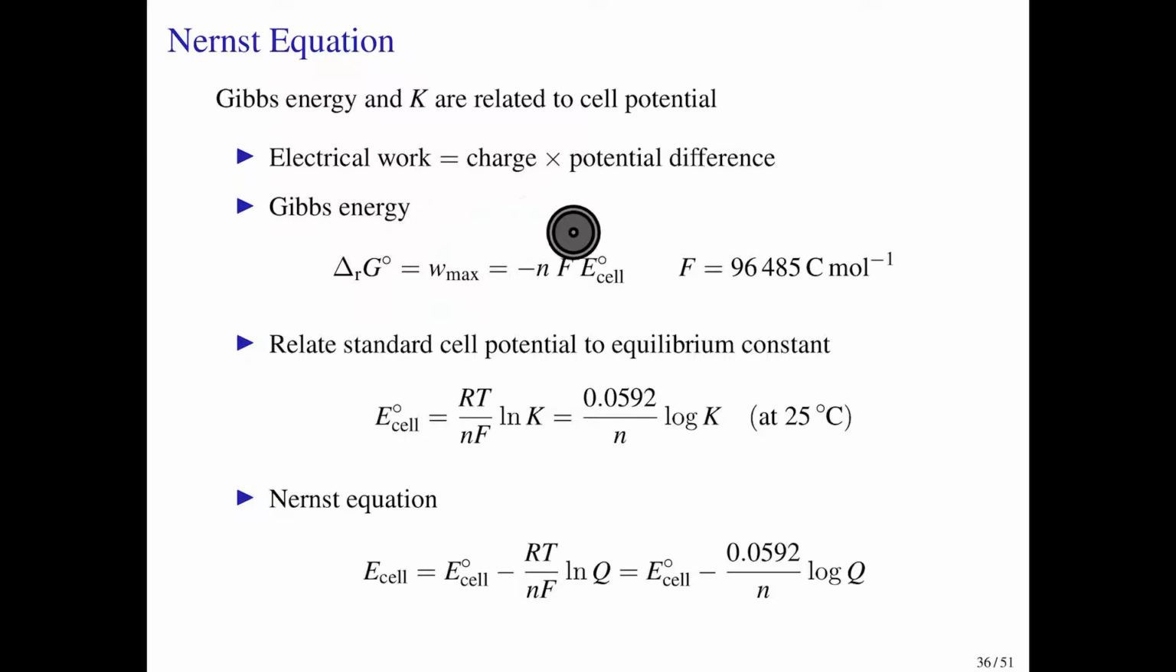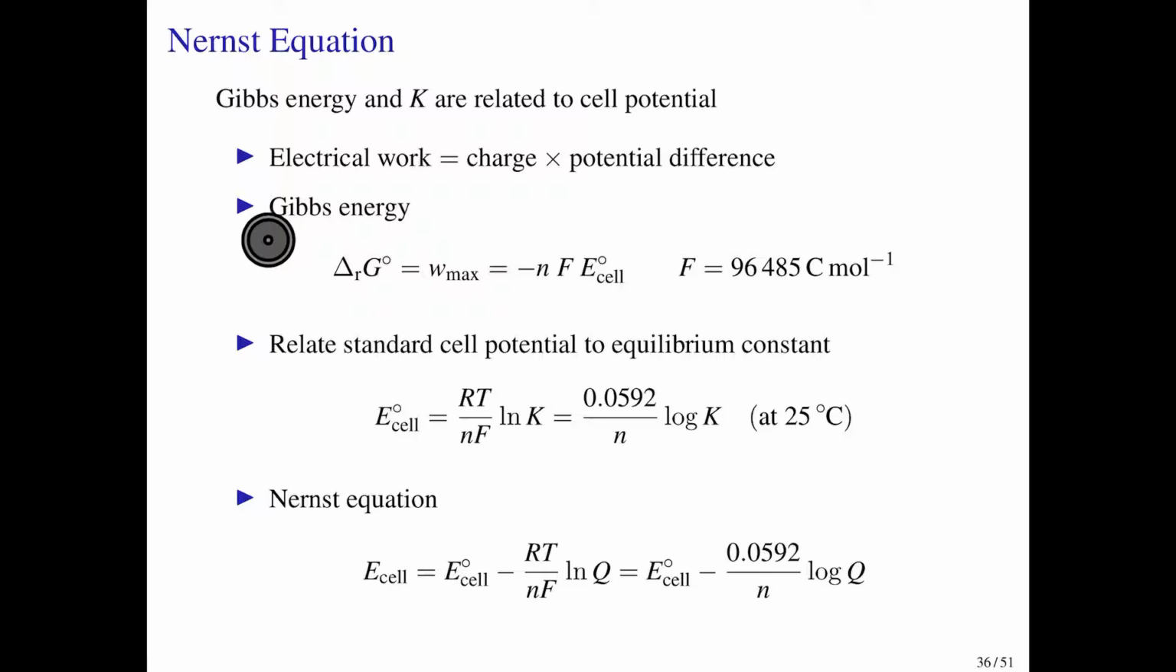The proportionality factor here is the amount of charge that is transferred. So we have minus the number of moles of electrons that are transferred times the Faraday constant, which is a constant, 96,485 coulombs per mole of electrons. The energy that you get out of this, or I should say the unit that you get out of this, will be energy per mole, so kilojoules per mole of reaction.